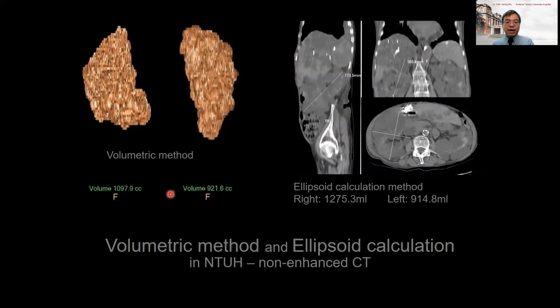We make two examples in our hospital. As you can see here, this is a right kidney. If we use the volumetric approach, it's 1097 milliliter. And if we use the formula approach, it's 1200 milliliter. And for the left kidney here, this is 900 milliliter. And for the formula approach, it's also 900 milliliter. This is for non-enhanced CT.